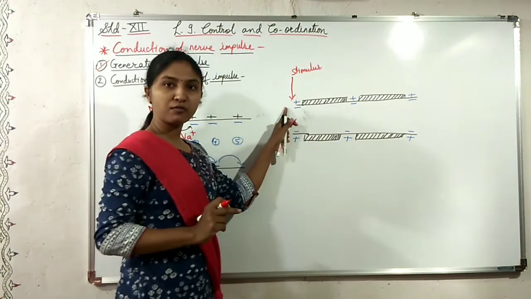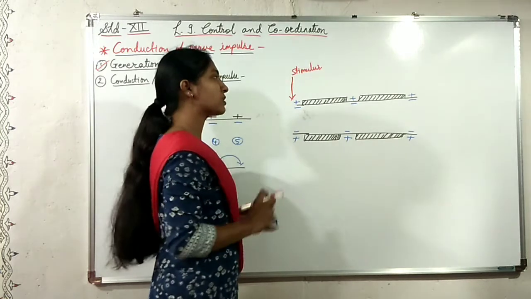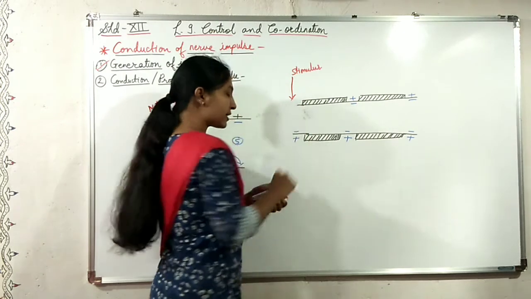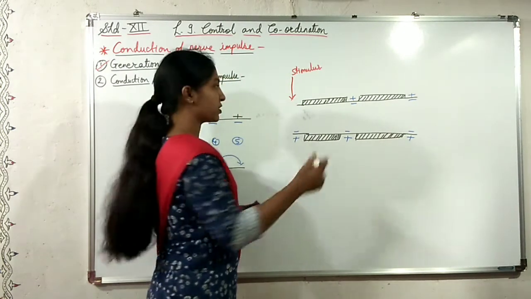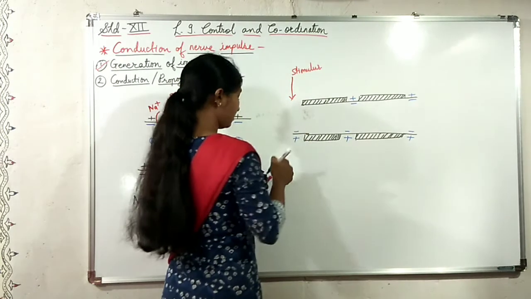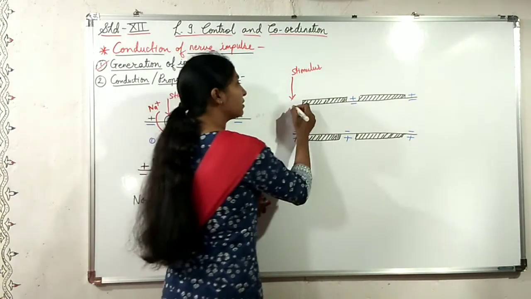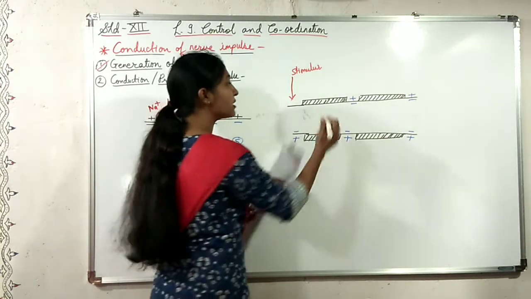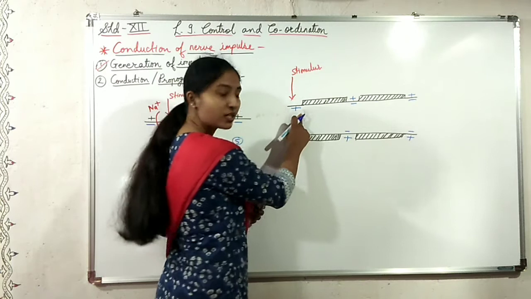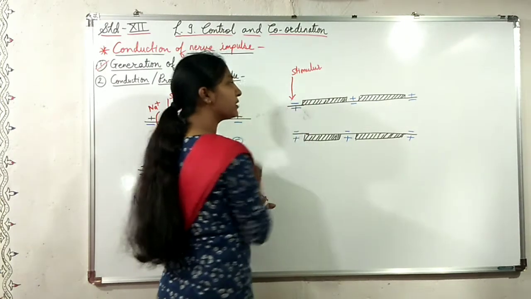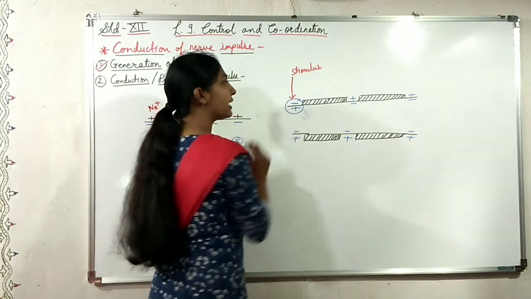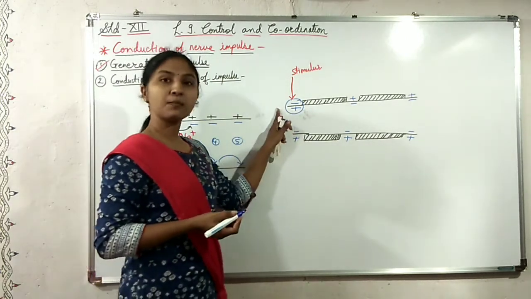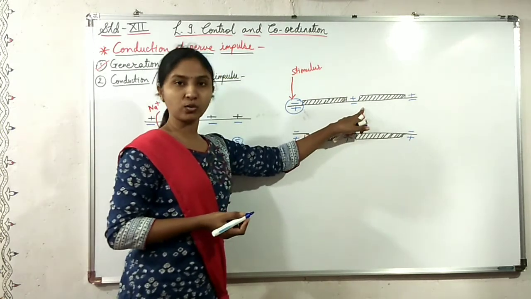Stimulus is given to the nerve fiber. After the stimulus is given, what will happen? This polarization will change into depolarization. This point of the nerve fiber will become depolarized. Means the inner side will become positively charged, the outer side will become negatively charged. And here we say that the impulse was generated. Now this impulse has to travel to another node of Ranvier.